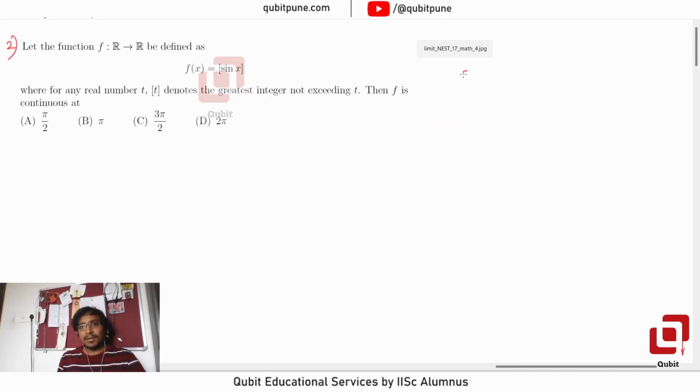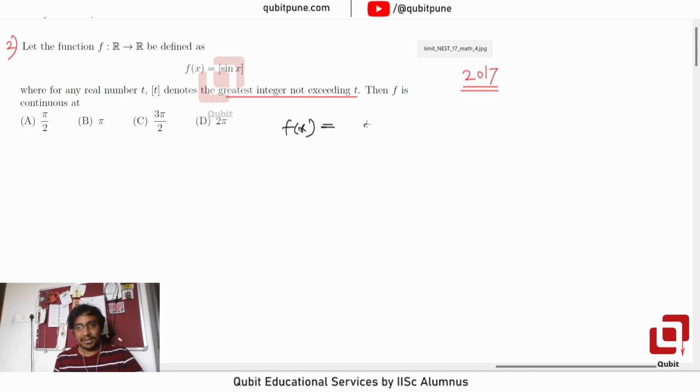This is from NEST 2017. Let the function f be defined from R to R as f of x equal to box of sin x, where for any real number t, box t denotes the greatest integer not exceeding t. Then f is continuous at pi by 2, pi, 3 pi by 2 and 2 pi. So let us go for it now.